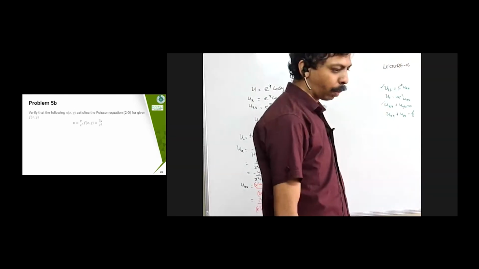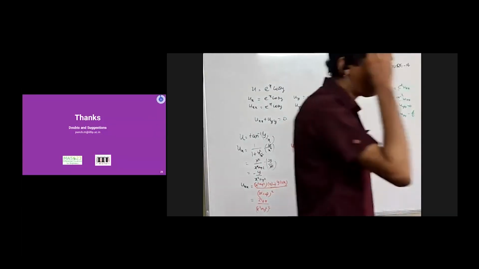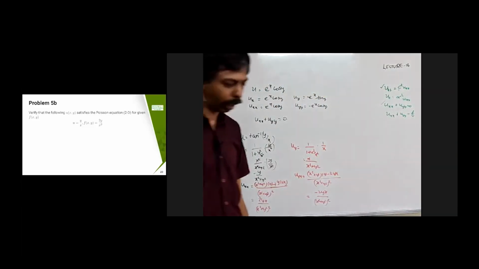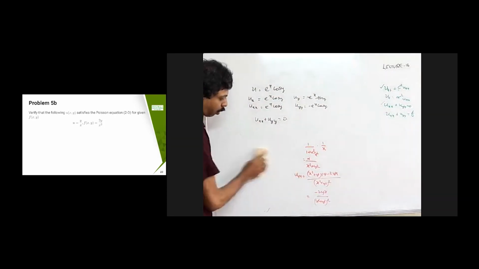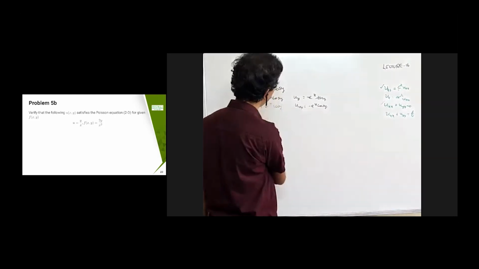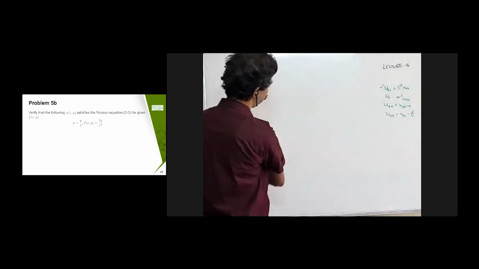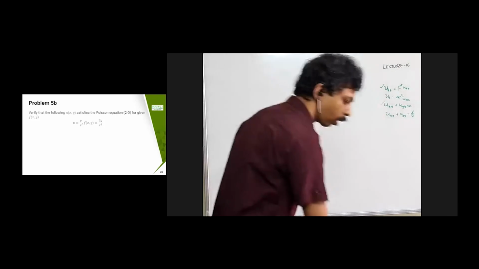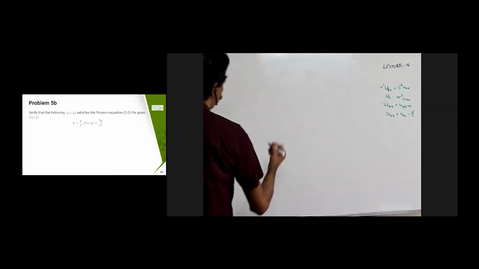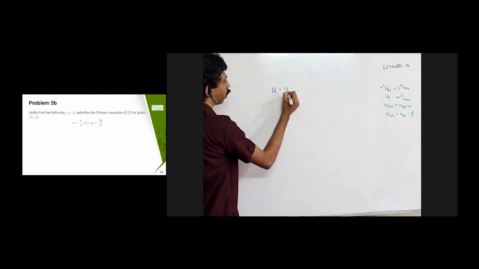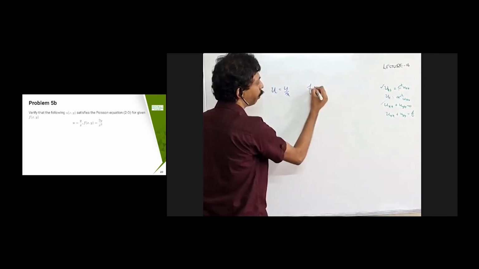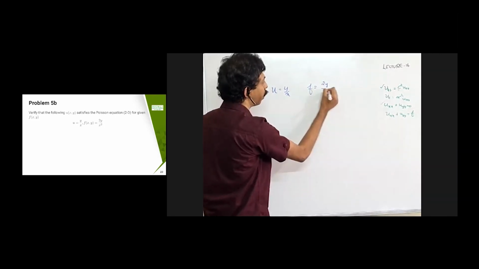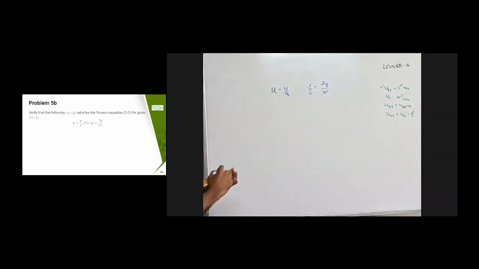Next problem, I think last problem. So now what you need to prove is that this problem satisfies a Poisson equation. Okay, u equal to y by x is satisfying the Poisson equation. Okay, so my f is also given, f equal to 2y by x cube is given. So you got to start, you got to check whether it is.